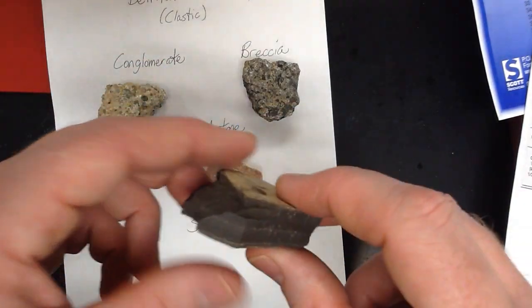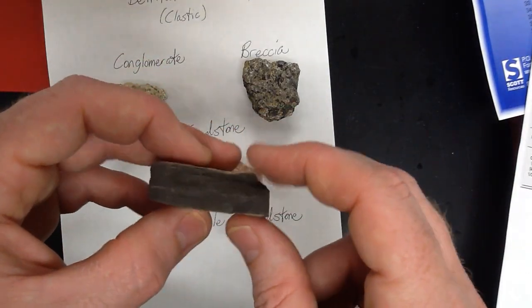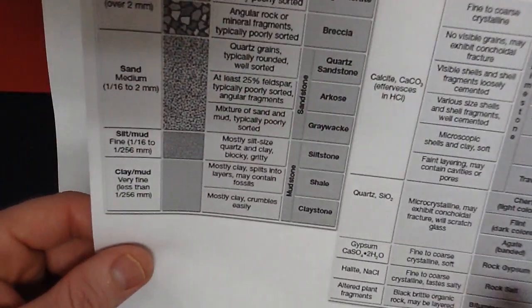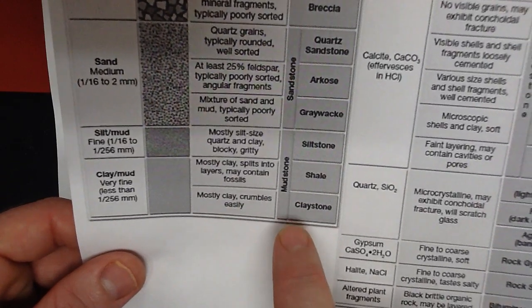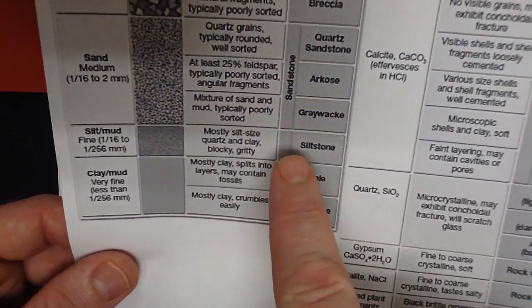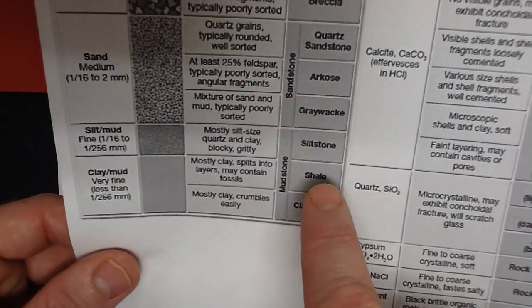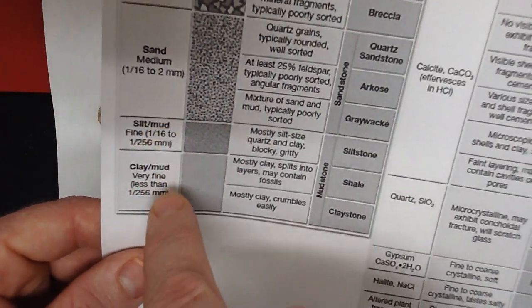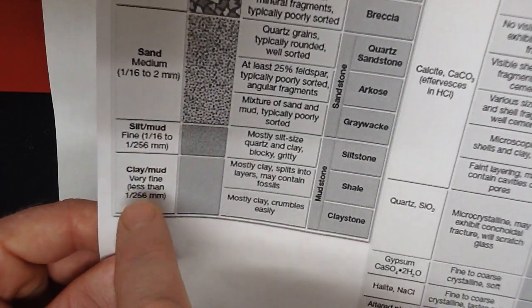And moving on, this is your mudstone or shale. You can call it either one. If we go to the chart, they call all of these kind of together mudstone. So it can be a siltstone, a shale, or a claystone. It really depends on how fine the particles are.